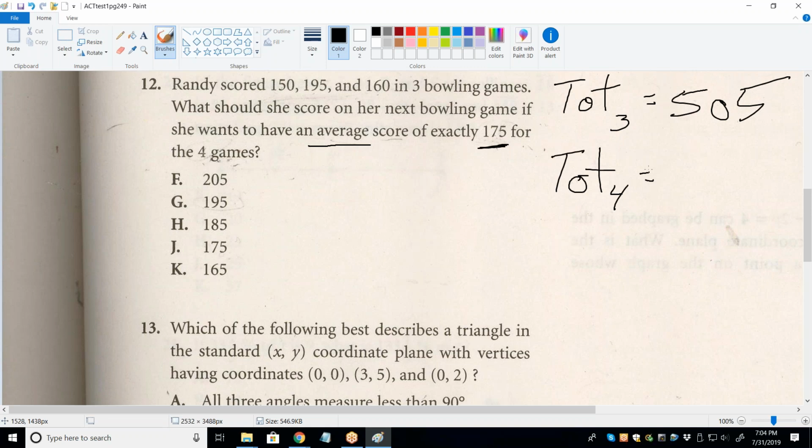That's the way you do these. You do not compare averages. You do totals, always. Use your calculator. You just have to know how to do it. And you have to know whether to multiply, divide, add, whatever. If you have an average score of 175 over 4 games, what is your total of the 4 games? What's your total bowling score in 4 games?